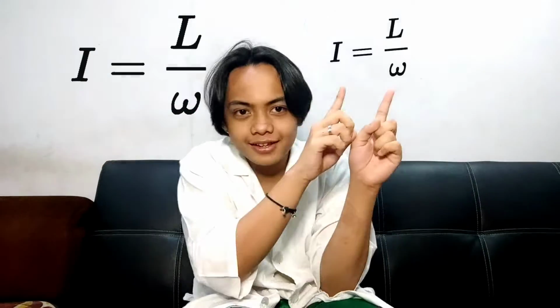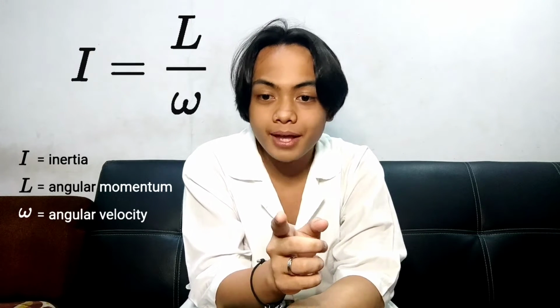Well, the formula of inertia is right here. So I equals L divided by the lowercase omega, or the weird looking symbol right there. So I stands for inertia, while L means angular momentum and omega is for angular velocity. Anyway, let's now talk about the first law of motion. Myrene will tell you more about what it is. Myrene, it's up to you now.